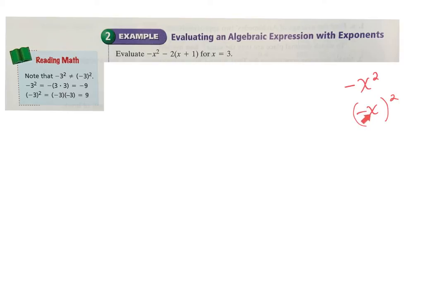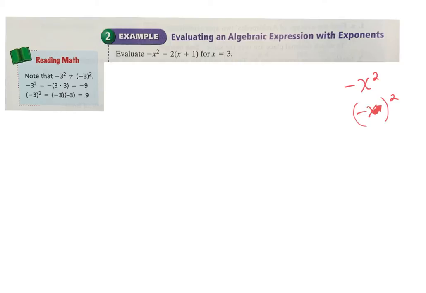Makes a difference. If I plug in a 3 here, right? 3 squared is 9, and then I make it negative. This is negative 9. If I plug a 3 in here, I get negative 3. Negative 3 squared is positive 9. So it actually makes a difference in your answer as to whether or not it is in parentheses.